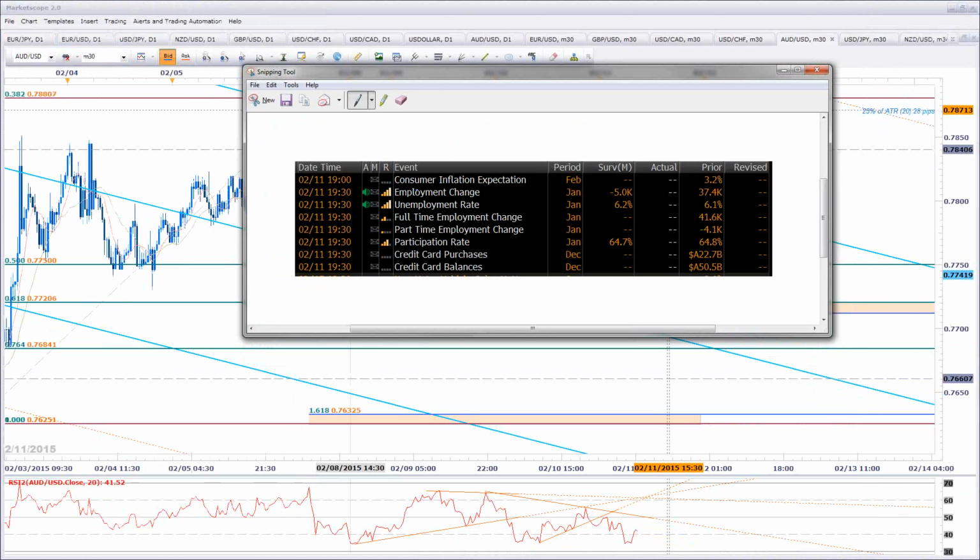Okay, so we're expecting employment change. We're expecting a decline of about 5,000 jobs off of 37. Unemployment rate is expected to uptick by 0.1%. Remember, you're not trading the number when you're trading these announcements. You are trading the deviation off of the expectation. So if we get a 6.2%, don't sell the Aussie because unemployment uptick. That's the expectation. If it upticks to 6.3%, now we're talking about a tradable event.